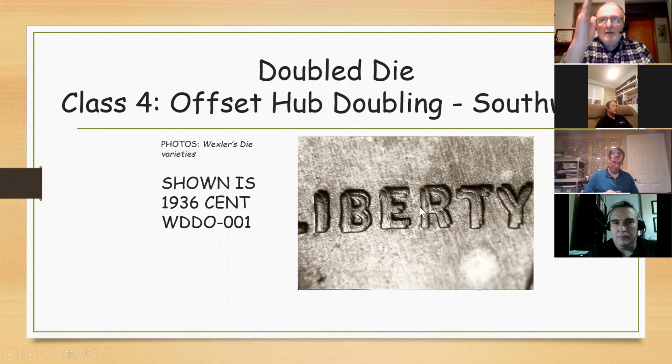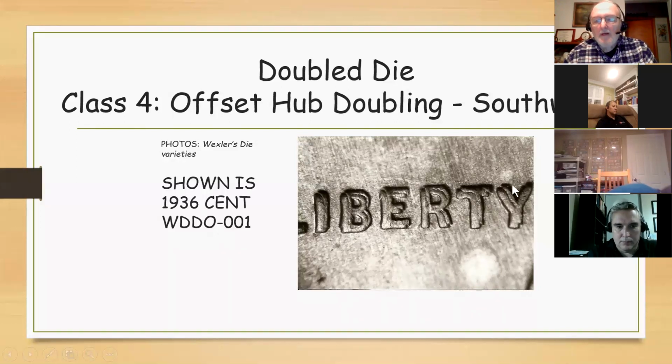If you're looking at this, you would have north, south, east, and west. So this is starting to point out this way here. So you can see where the doubling is. You can see especially on the T and on the Y, how it's going down a little bit. It's going south, but not totally south. Now these you can usually see with a 20 power magnifier, and sometimes those of you with better eyes than I have can actually see them with the naked eye.